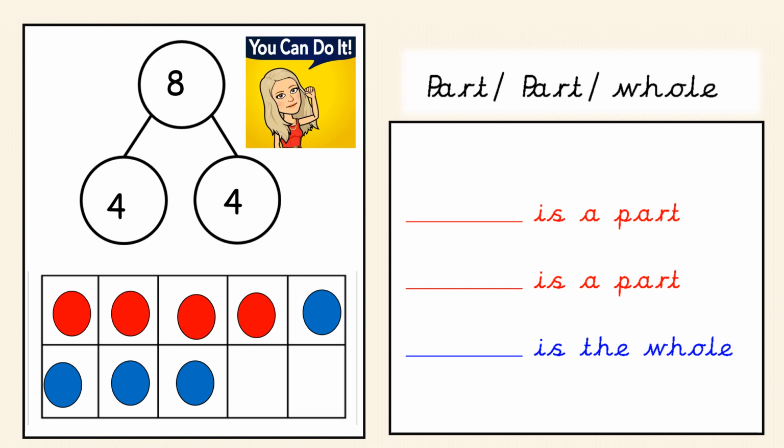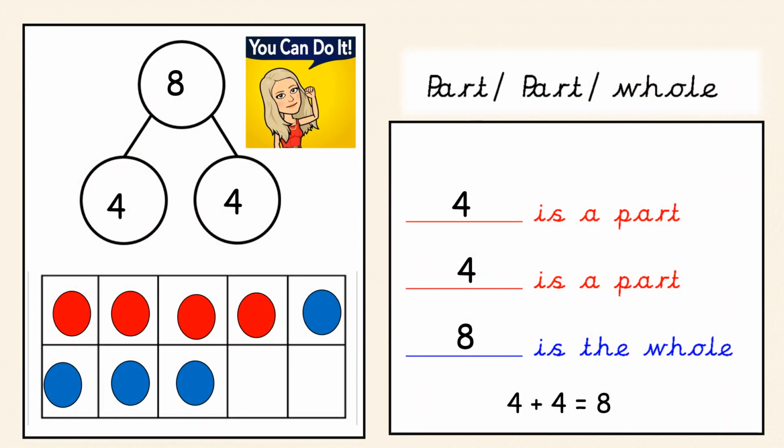Ooh, got equal parts here. Can you write the number sentence to match the 10 frame in the part whole? I can see that there are 4 red and I can see that there are 4 blue. 3 here and 1 there. So 4 is a part, 4 is a part, and 8 is the whole. So 4 plus 4 is equal to 8, and that's a double because we have 2 parts that are equal.